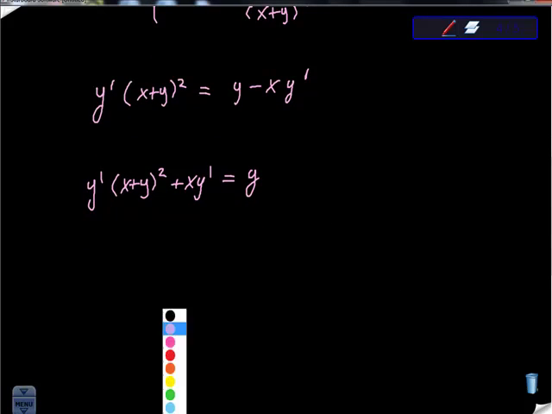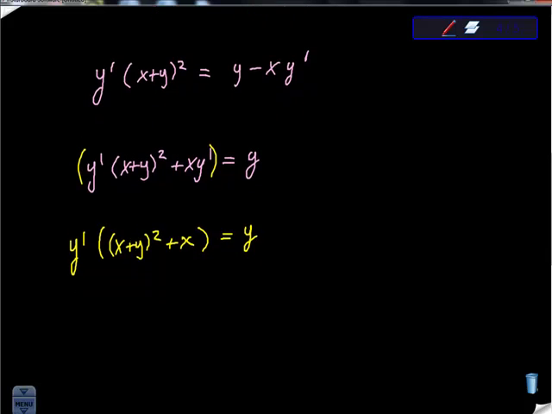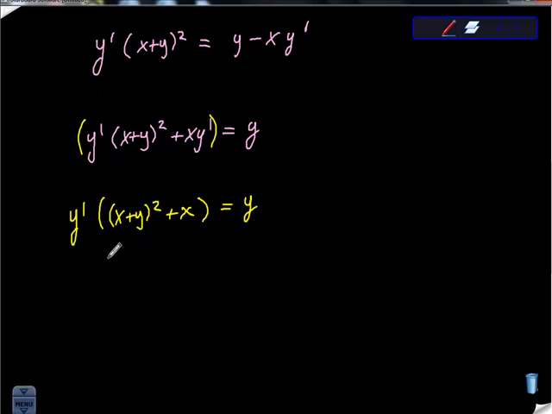What I'm going to do is look at this thing now like this. I'm going to put these parentheses here. Now maybe you can see I can factor out this y prime. So I'm going to take my y prime out. So y prime times ((x plus y) squared plus x) is equal to y. Look, now I only have one term of y prime. So we're really getting to our goal. Now divide both sides by this mess, and we get y prime is equal to y over (x plus y) quantity squared, plus x.